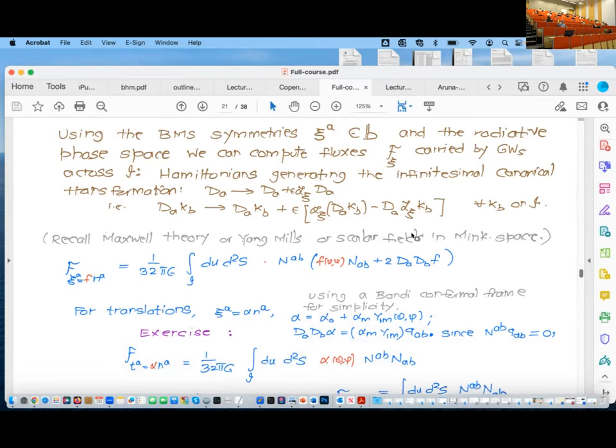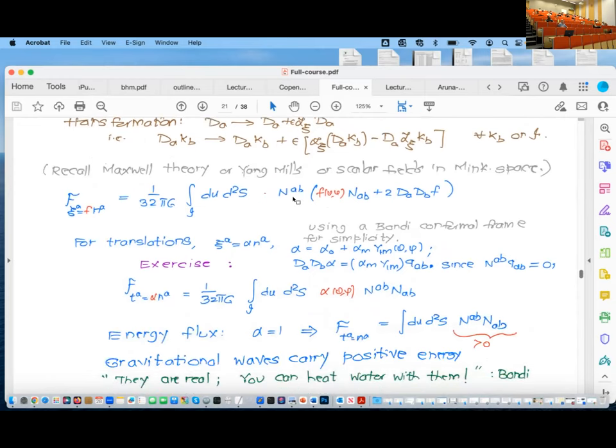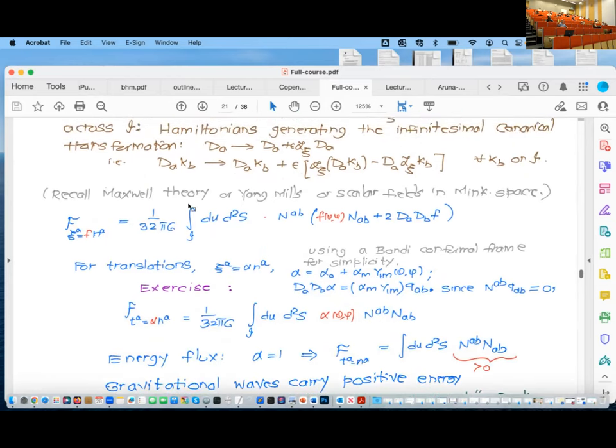This is the same as what we did for the Maxwell field. And in Maxwell theory, the flux or the energy, for example, was given as a generator of similar canonical transformations. And so we do the same thing here. So we can ask across Scri what the Hamiltonian generating this canonical transformation is. This is a canonical transformation on the radiative phase space, and we can ask for the Hamiltonian.